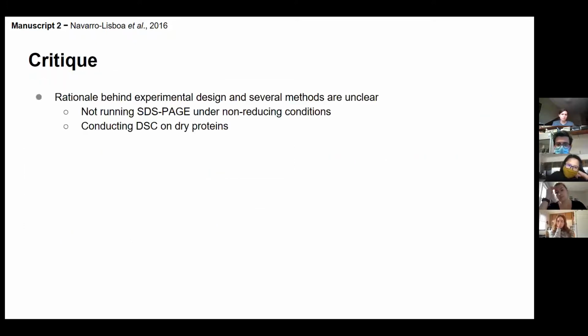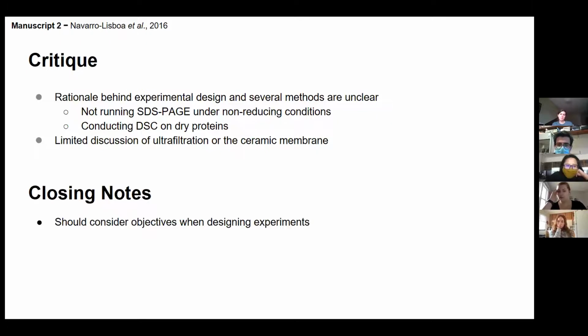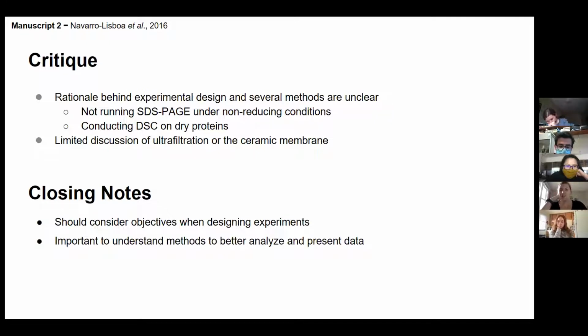So one of the caveats of this manuscript was the unclear rationale behind the experimental design and methods. They also barely discussed the ultrafiltration technique with regards to their results, despite it being a key component in their study. Overall, we'd recommend that they design their experiments with their objectives in mind, and it also highlights the importance of understanding the principles behind the methods, especially when it comes to the analysis and presentation of data.